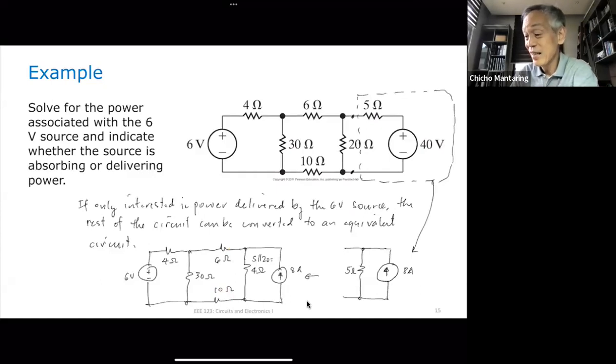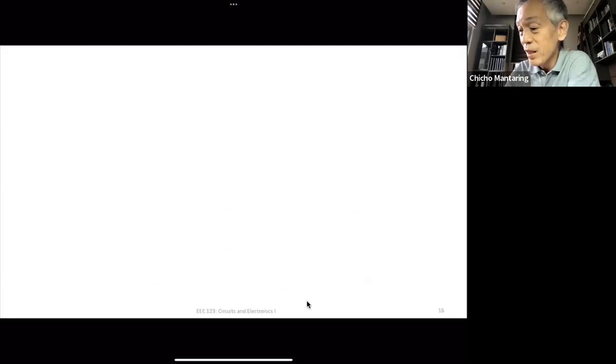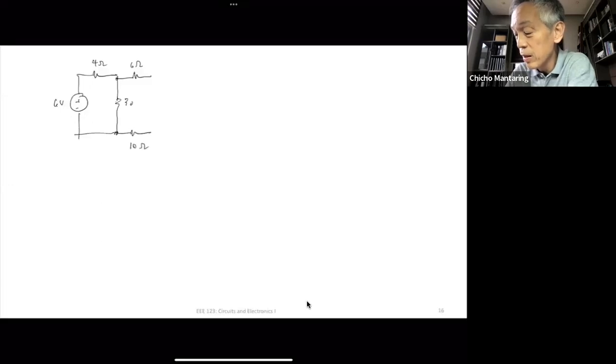Did you see that? Parang ganito, no? Ito yung 6 volts ko. Ito yung 4 ohms ko. Ito yung value to 30 ohms. Okay, I have my 6 ohms here. I have my 10 ohms here. And then we said that I now have a 4 ohms and I now have a 32 volts.